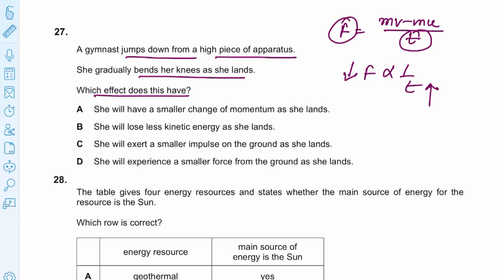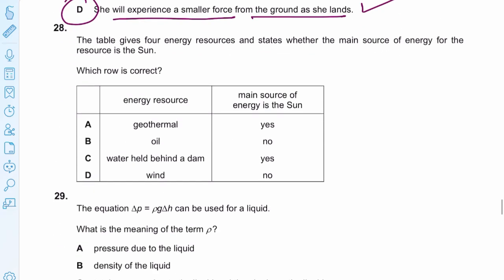So if the person is bending her knees, she is purposefully trying to increase the time of impact, right? That means she will experience a smaller force from the ground at the landing. That is the right answer for this question. Got it?